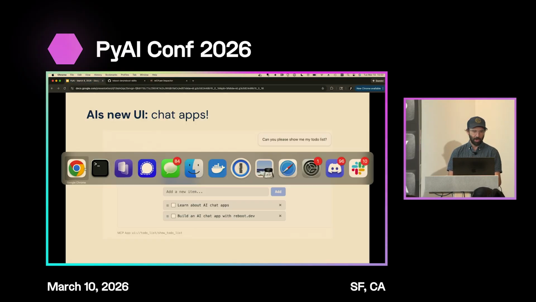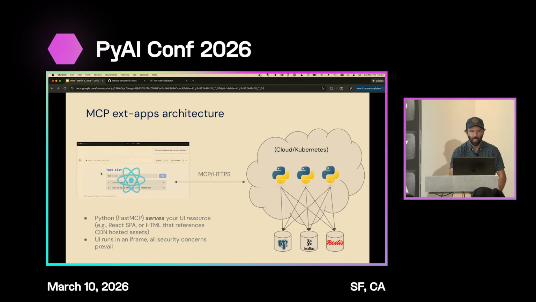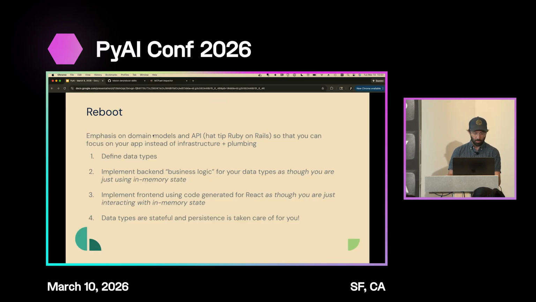OK, so I want to talk a little bit about what we focused on when it came to trying to build these apps, specifically for Reboot. So I'm going to switch and show some actual code. What was the code that got generated by Claude Code here? So the focus for us is really an emphasis on domain models and API. So hat tip to Ruby on Rails. That was the killer framework for the web paradigm shift. And the focus there was focus on your domain models and API. All the other stuff can change. And in this case, all the other stuff can change quite a bit by AI itself.